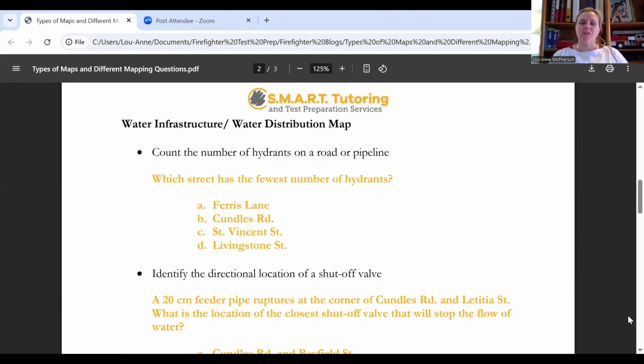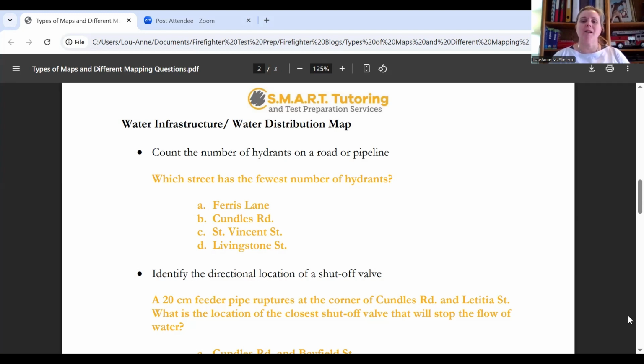The second set of questions we're going to be looking at are related to the water infrastructure or water distribution map. This is a city map that has a city's water pipes and hydrants imposed on it. A popular question you might see in relation to a water infrastructure map is to count the number of hydrants on a road or pipeline. An example of this question is, which street has the fewest number of hydrants?